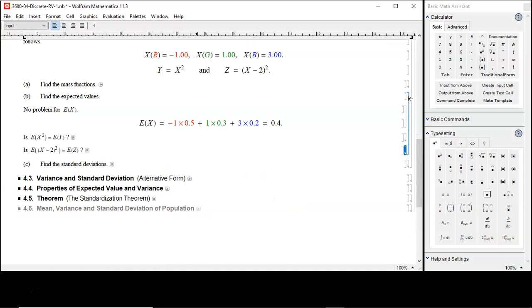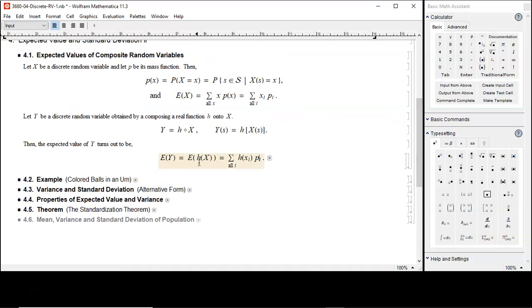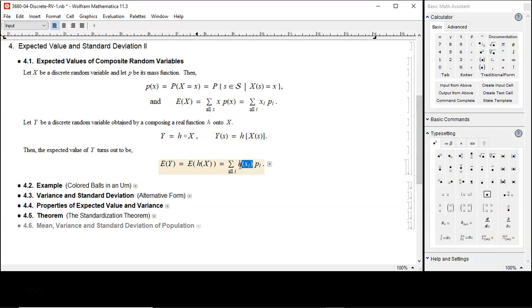So, what is the conclusion here? If you get another random variable by a composite function, whether it's x squared, or x minus 2 quantity squared, or even a more complicated expression, who cares? Whenever we have a composite expression, all I have to do is put that composite expression in the definition of the expected value in place of this guy right over here, which I just highlighted in red. Then I'm going to get the expected value of that composite random variable.